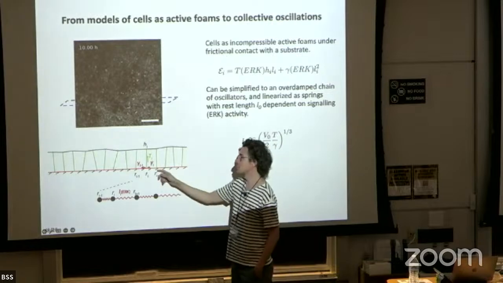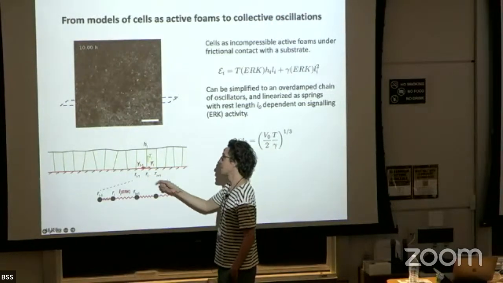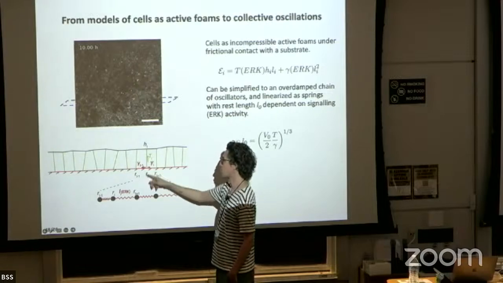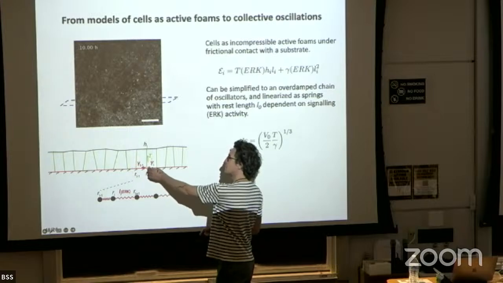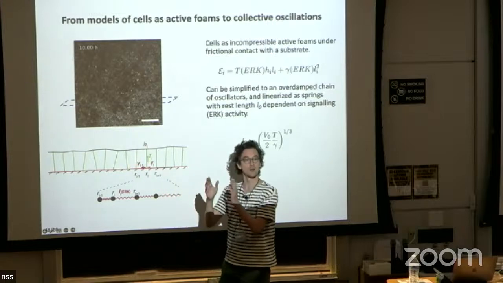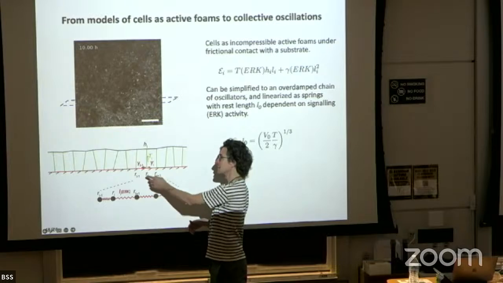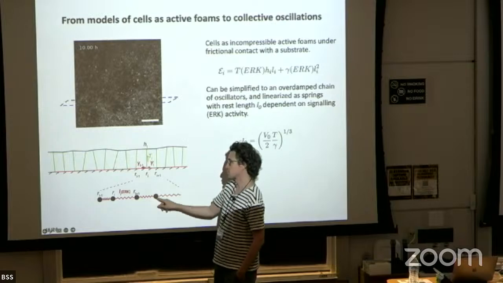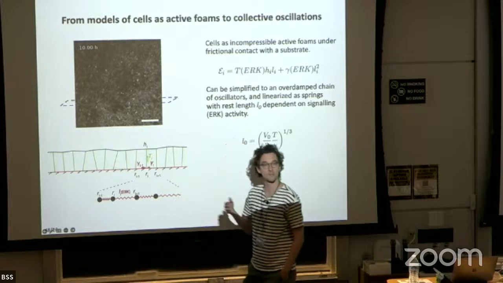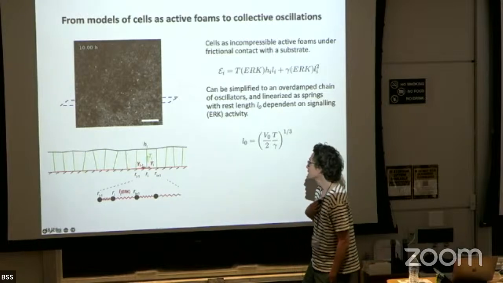Because all cells are bound to each other and are under frictional contact with the substrate, I hope it's easy to convince you that you can coarse grain it into an overdamped chain of springs. Essentially every cell wants to have an equilibrium length, so every cell is a spring. It's connected to springs by others, and it's under frictional contact with the substrate. That's an overdamped chain of springs. Alone, it's obviously not going to give rise to waves because it's dissipative.